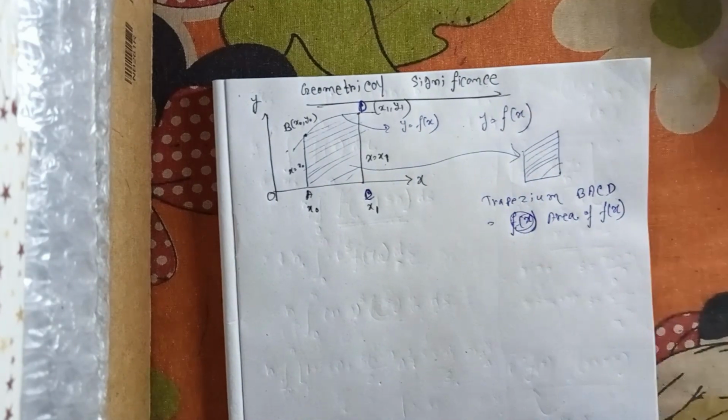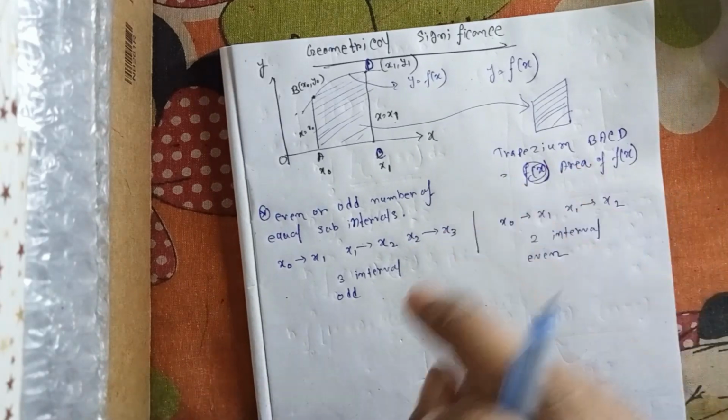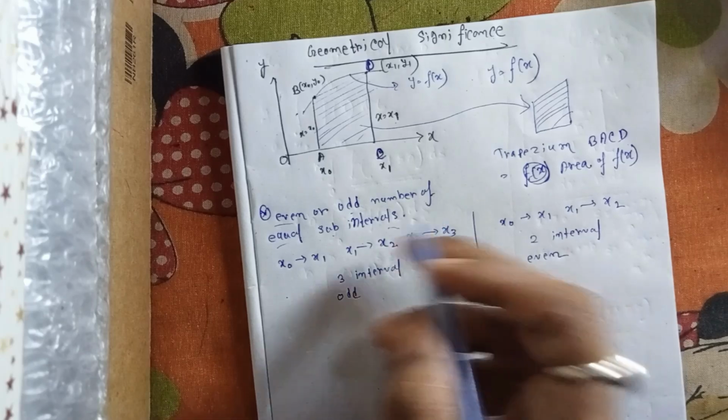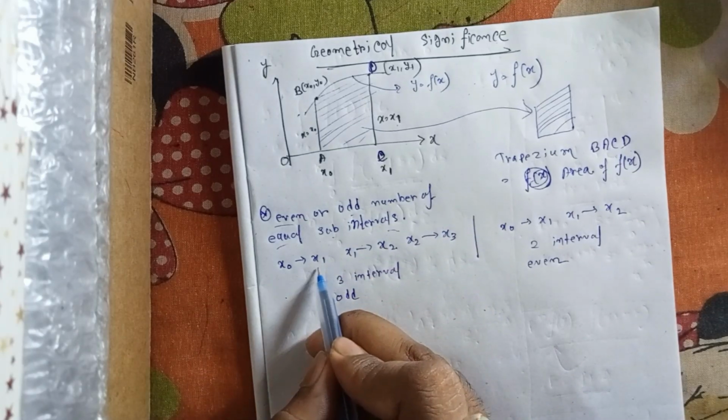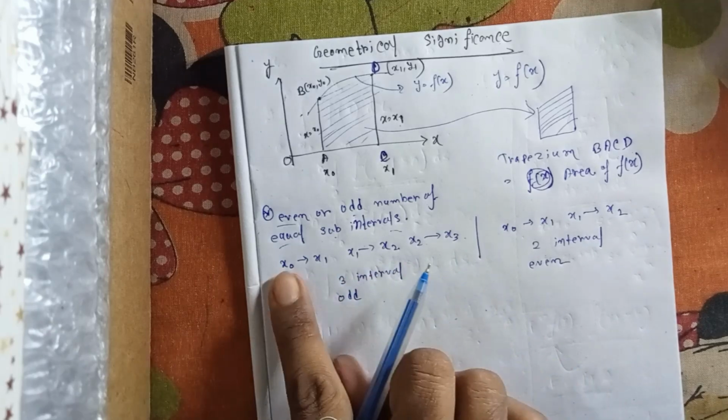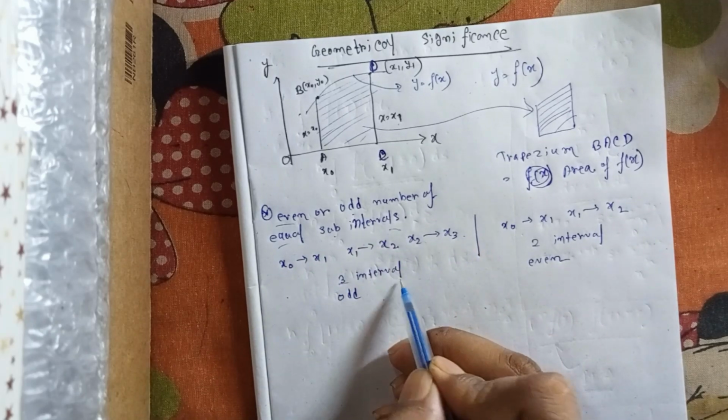Okay, so here in this case the trapezoidal rule's conditions, means even and odd number of equal subintervals. Means what? See, x0 to x1, x1 to x2 and x2 to x3. So here how many intervals? 1, 2, 3. So that's why 3 intervals. And why equal?